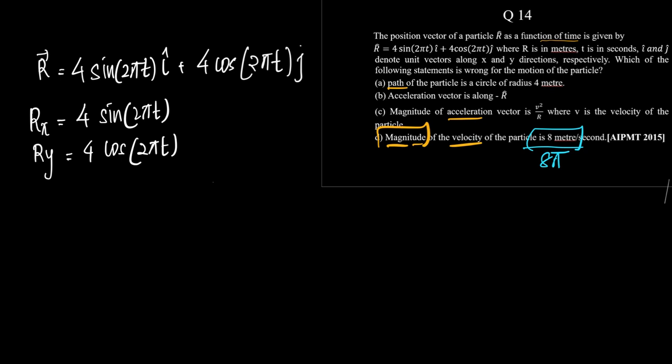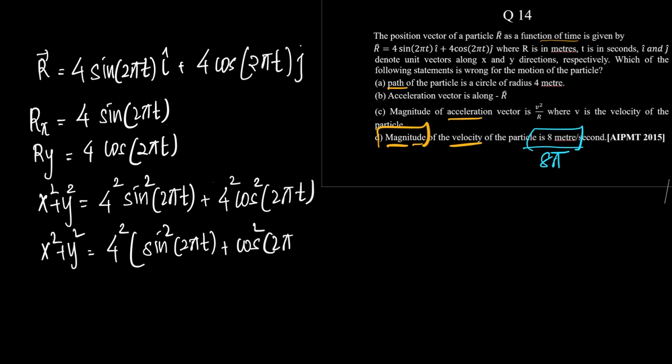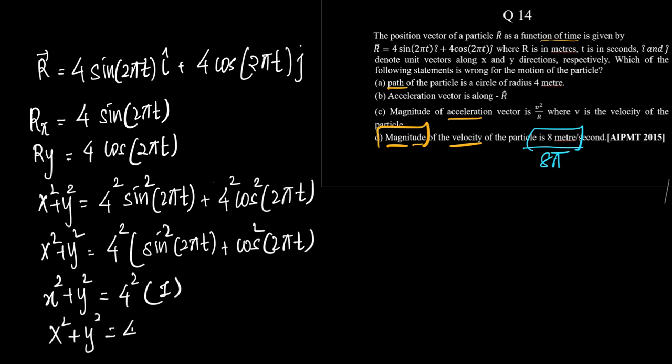And when you add these two, what do you get? x square plus y square is equal to 4 square sin square 2πt plus 4 square cos square 2πt, and therefore x square plus y square is 4 square into, now we can take 4 square common, so what we get is sin square 2πt plus cos square 2πt. What is sin square theta plus cos square theta? It is 1. So we have the equation x square plus y square is equal to 4 square.